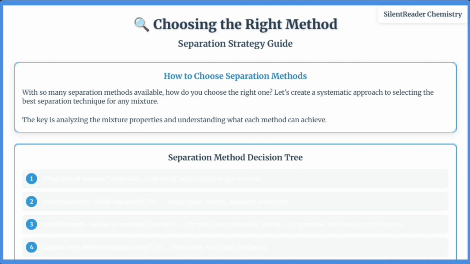With so many separation methods available, how do you choose the right one? Use a systematic approach starting with identifying the mixture type: solid-solid, solid-liquid, liquid-liquid, or gas mixture. For visible components, use handpicking, sieving, or magnetic separation.